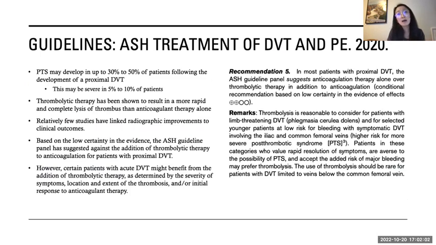The ASH guidelines published in 2020 say something very similar. Per the recommendation outlined here, it says, in most patients with proximal DVT, the ASH guideline panel suggests anticoagulation therapy alone over thrombolytic therapy in addition to anticoagulation. They do again say there are selected patients who are younger, have low risk of bleeding, have very symptomatic DVT, or are at higher risk of more severe PTS, who may benefit from the use of thrombolysis. And they really just say here in their body of text that there is no good correlation between radiographic improvements and clinical improvements at this time.